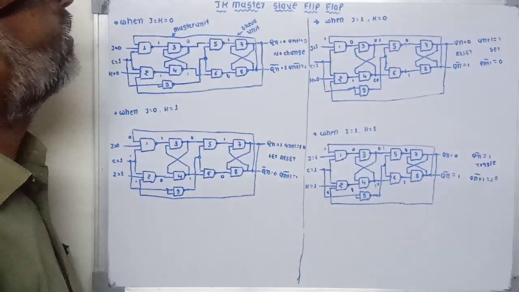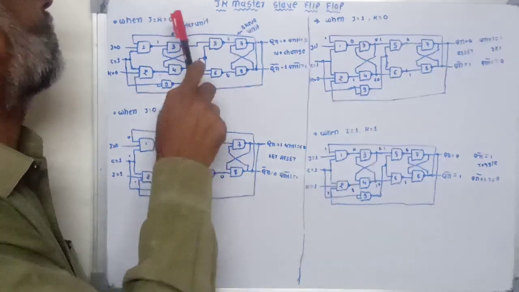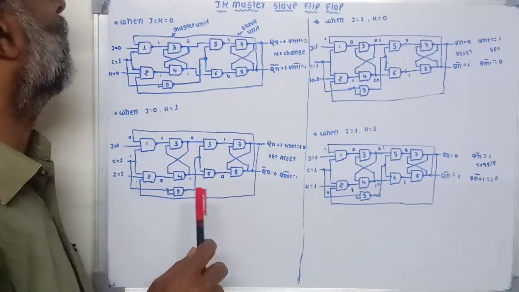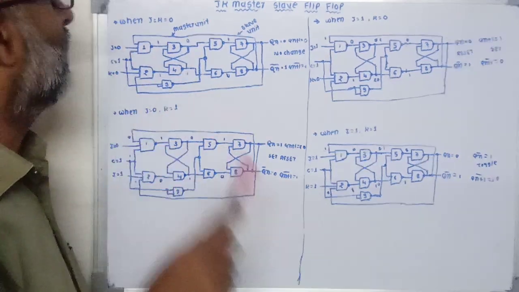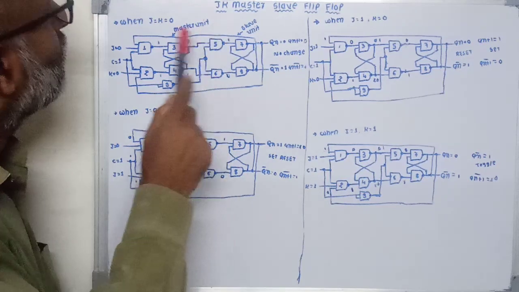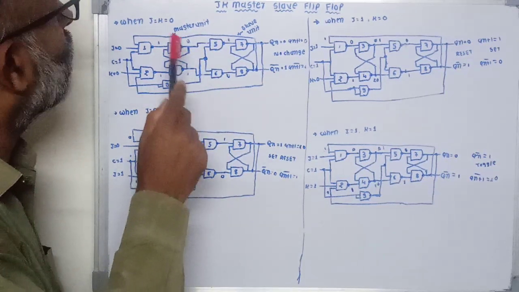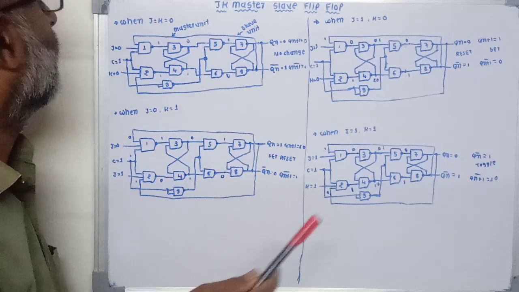JK master slave flip-flop by using NAND gate. It has two units, master unit and slave unit. Each and every unit consists of only NAND gates. So here you can see the diagram or circuit of the JK master slave flip-flop by using only NAND gates.